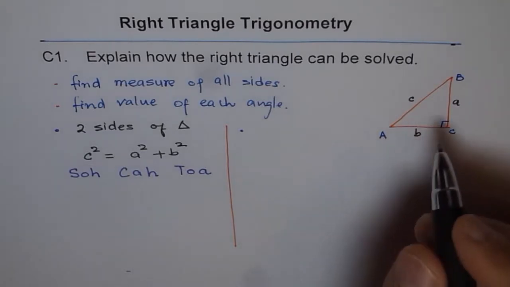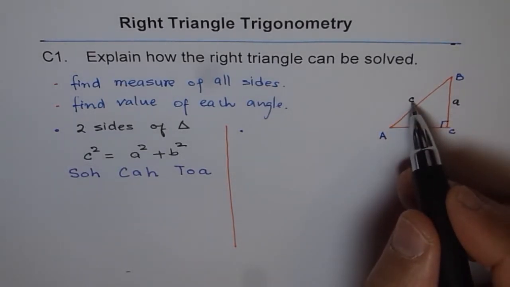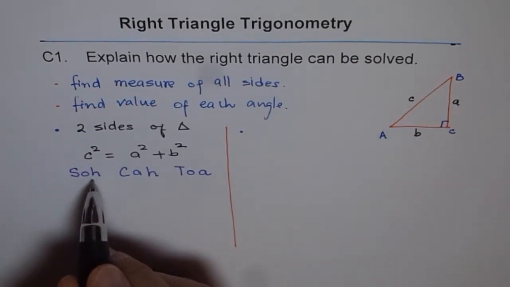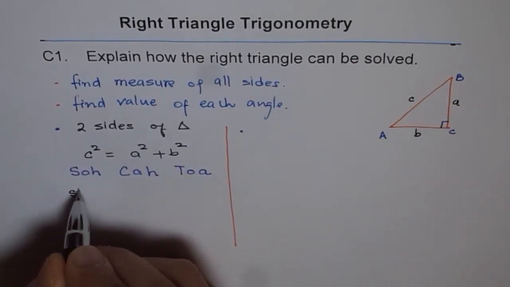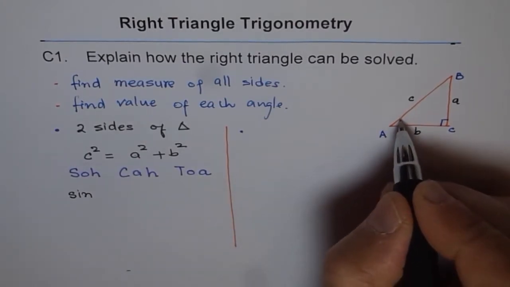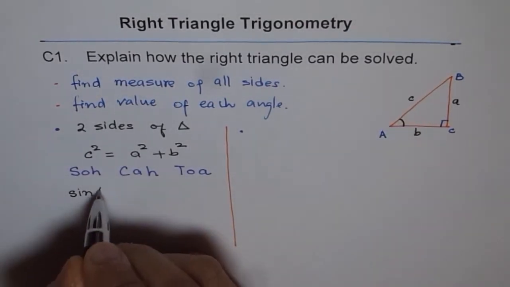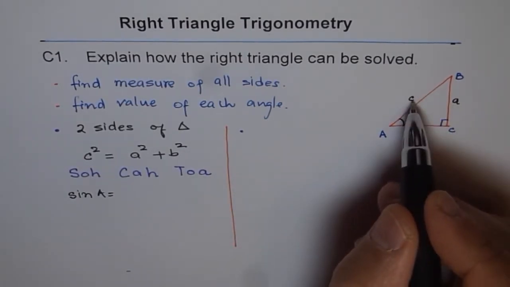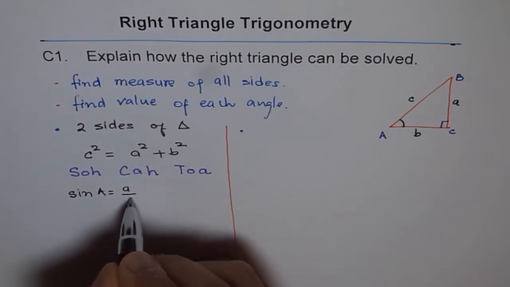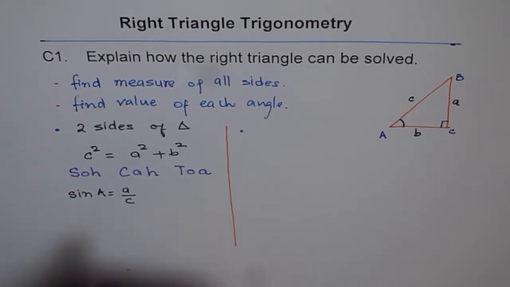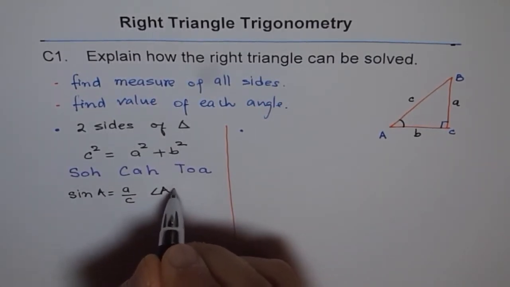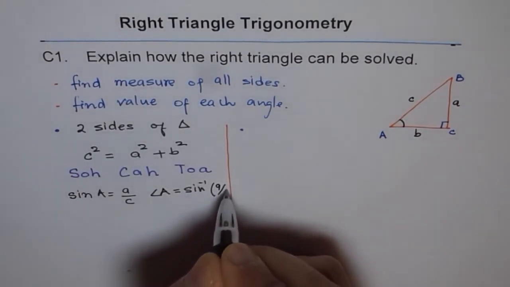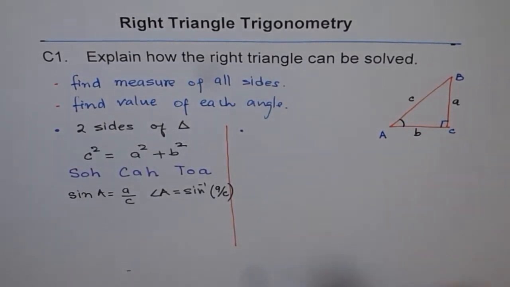So let us say you are given the hypotenuse and the opposite side. In that case you can use sine, right? So sine of angle A will be equal to the ratio of opposite over hypotenuse, which is A over C, right? Now from here we can say what angle A is. Angle A is equal to sine inverse of A over C, correct? So that is how you can find one angle.